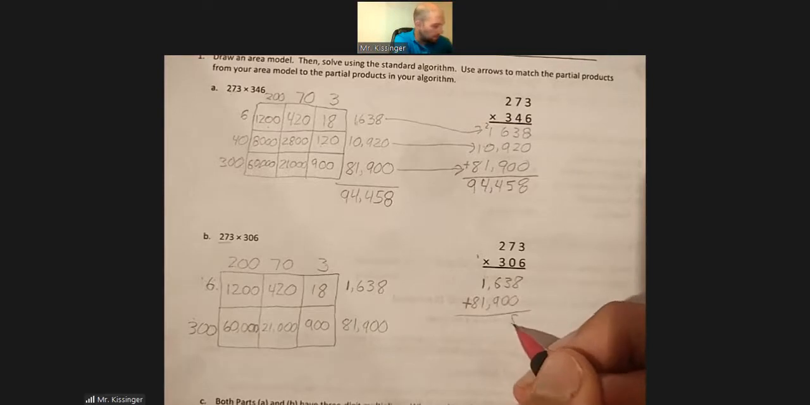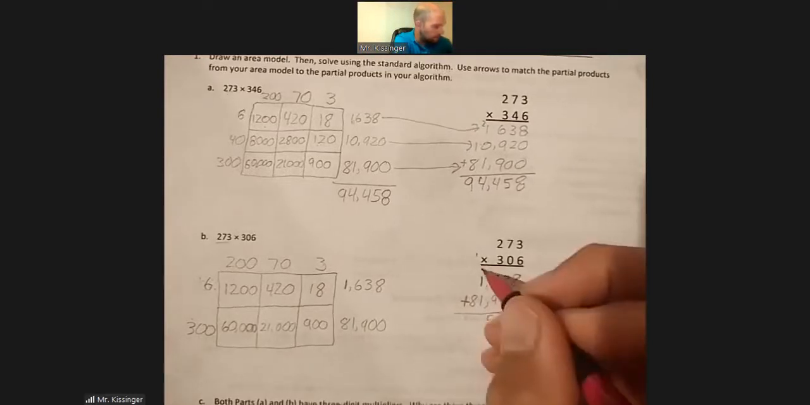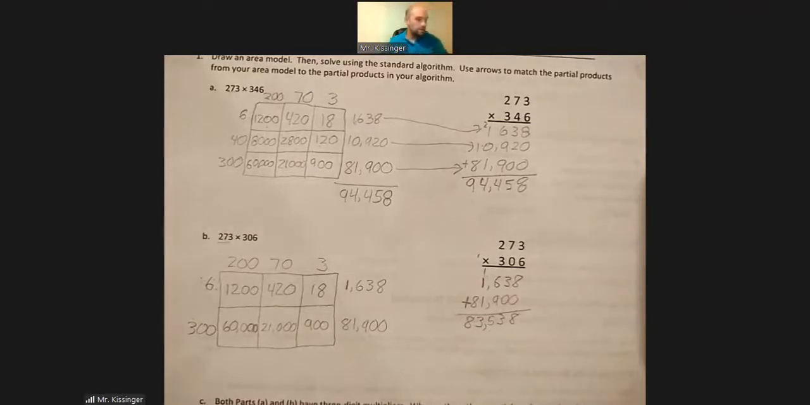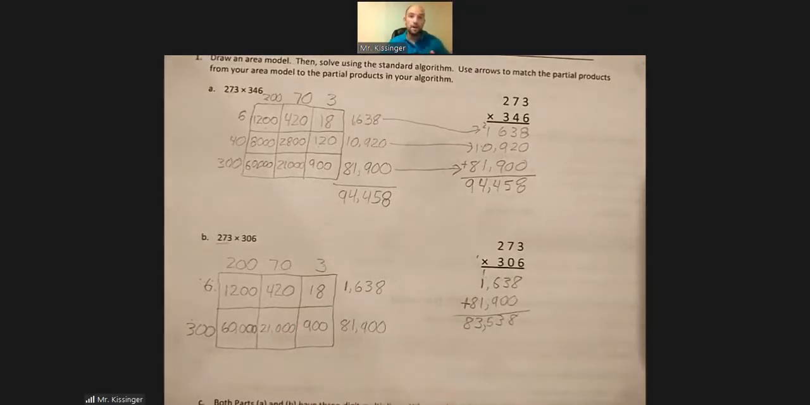8 plus 0 is 8. 3 plus 0 is 3. 6 plus 9 is 15. Carry our 1. 1 plus 1 plus 1 is 3. And we have 83,538. So if we have a 0 in our tens place or a 0 in our ones place, we don't need to multiply and find a partial product for that place value, because anything multiplied by 0 is going to also be 0.